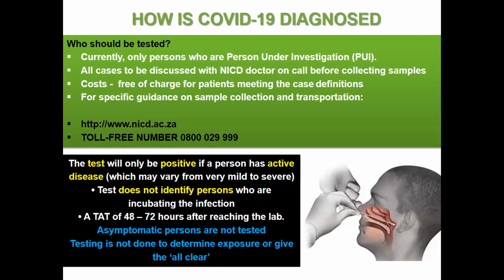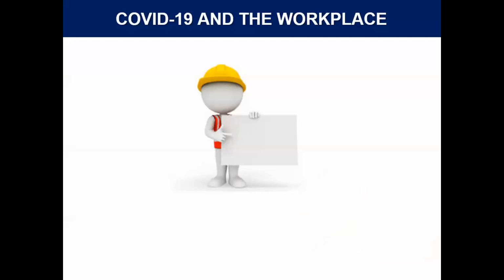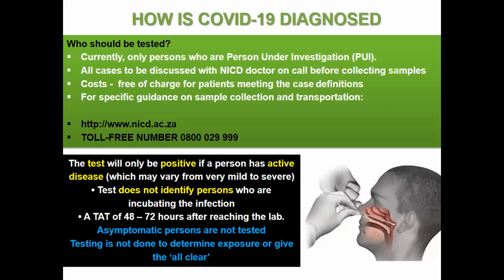So how does the testing happen? Currently, persons under investigation are tested, and before the test happens, the doctors need to be contacted first. And at the NHLS, the tests are free. In the private sector, you need to contact the laboratory to determine what the cost is, and then they will give you specific guidance on the sample collection and transportation. Those are the website in terms of the diagnosis process, as well as the contact number to call should you need further information on that process.